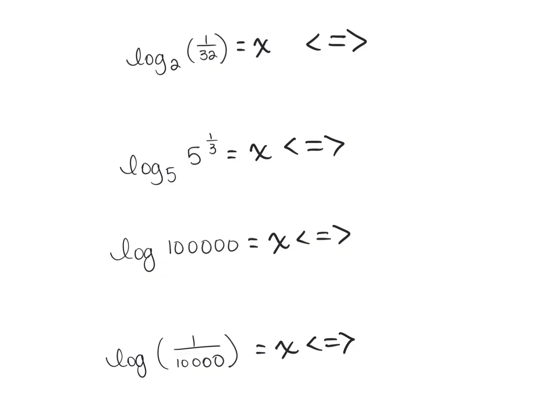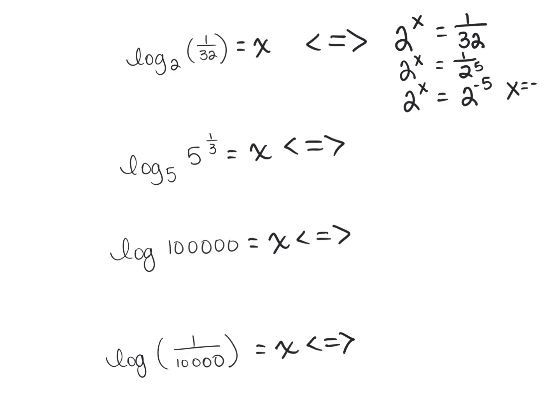So for the first one, we have 2, and we're going to raise that to the x power, and that's going to be equal to 1/32. So this is an example that when you look at it, maybe you don't automatically notice, but you can write 32 as a base of 2. So this gives me 1/2 to the 5th power. So that's 2 to the x is equal to 2 to the -5th. So at that point, I know then that my answer is x equals -5.